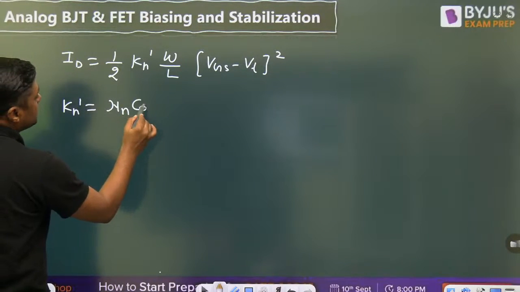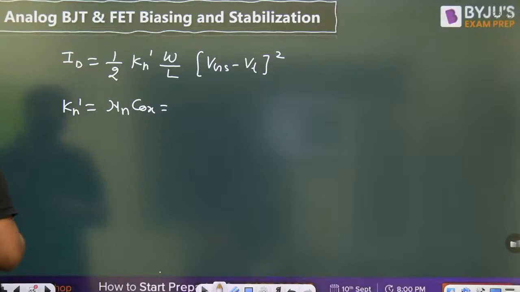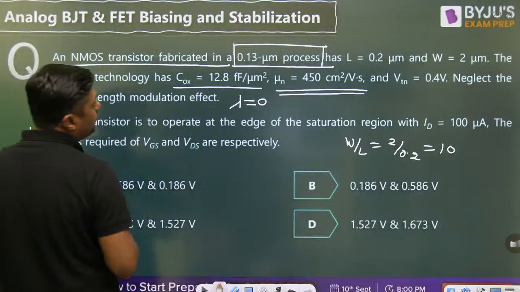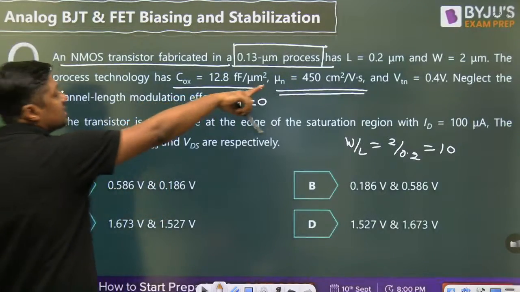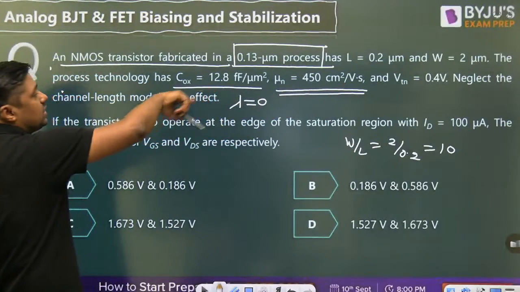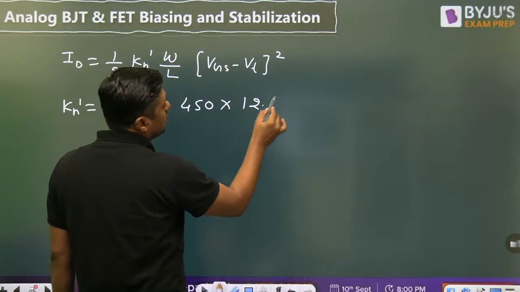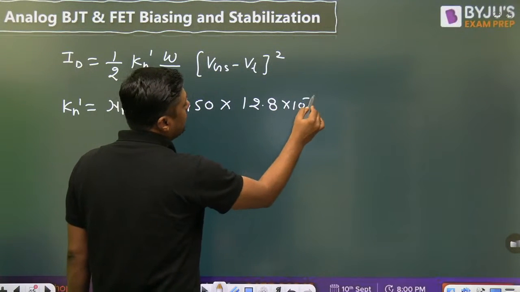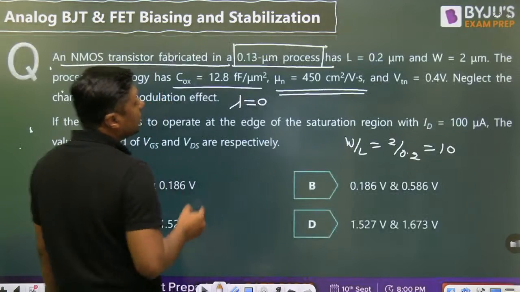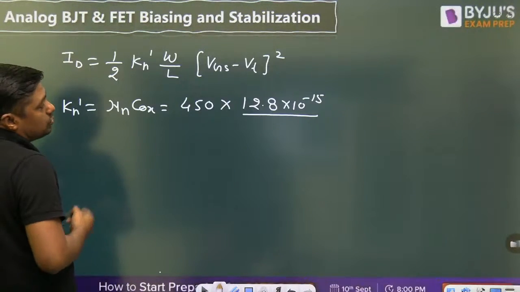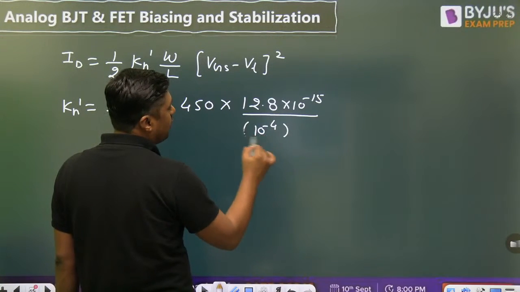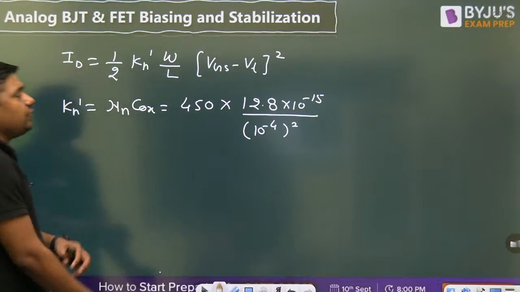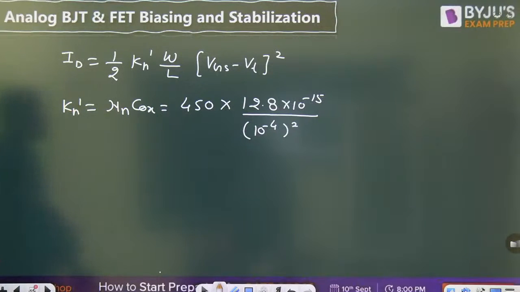Mu and COX. Now, you have to change the unit of the COX. 450 is in centimeter square per volt second. Remember, it is 12.8 femtofarad. Femto means 10 to the power minus 15 upon micrometer square. 1 micrometer is equal to 10 to the power minus 4 centimeter. That will give you the value of the K and S. Everyone give me the answer. What is the value of the K and S?